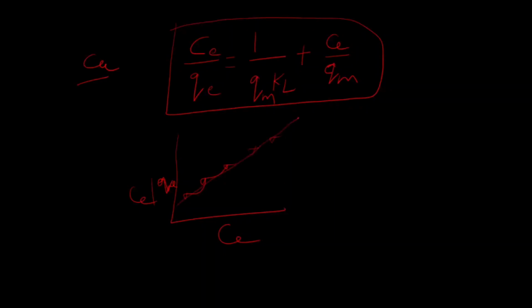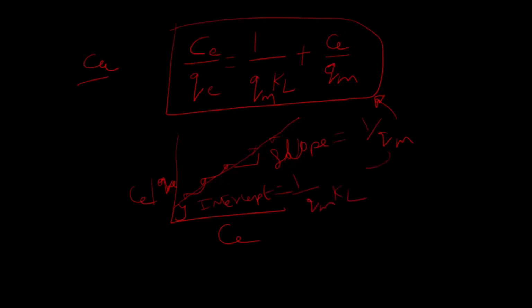So you have to draw the best fit line, and the slope will be equal to 1 by QM according to this expression, and then your intercept will be equal to 1 divided by QM KL. So we know what QM is. 1 by QM is nothing but slope. Therefore KL will be equal to slope by intercept. So that's the method.